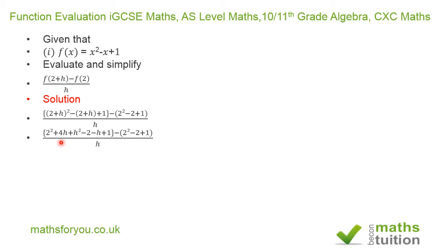So what we've now got, when we open up the brackets, we end up with this bit here, because 2 plus h all squared will give us 2 squared plus 4h plus h squared, minus 2 minus h plus 1. Do not forget that with this minus sign, we change that plus sign to minus. Okay, right, and then minus 2 squared minus 2 plus 1. Now 2 squared is 4, 4 minus 2 is 2, 2 plus 1 is 3. So we then end up with the next line as this one here, after simplification, that the 3's will cancel out.